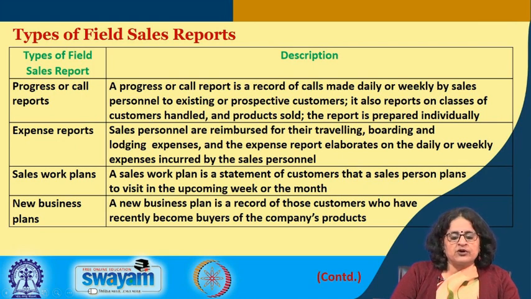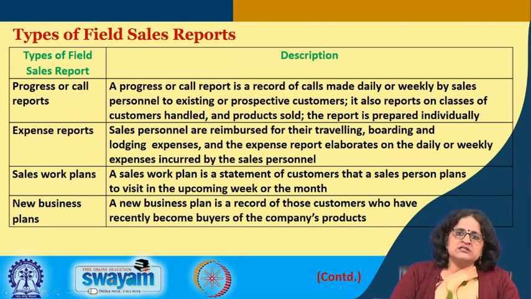Now, a progress or a call report is a record of sales made daily or weekly by sales personnel to existing customers or to prospective customers. It also reports on the classes of customers handled and the products sold, and the report is generally individual based. So it is prepared individually by a particular salesperson. Several salespersons in a branch would prepare their respective reports, which would be submitted to the branch sales manager, and the branch sales manager would collate these and then report to the region and to the zone.